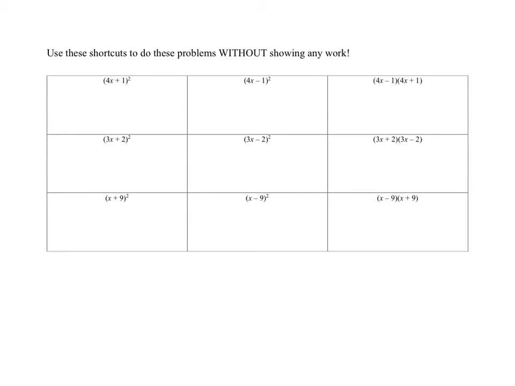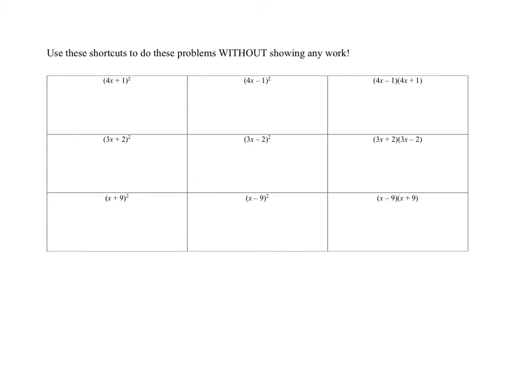So now, let's see if we can use the shortcut that we just discussed without actually doing FOIL. I'm going to do the first column first. What are these all called? These are called the square of a sum, because we are squaring a sum, right? So when you square a sum, we're not just bringing in the little 2. You have to square the first term.